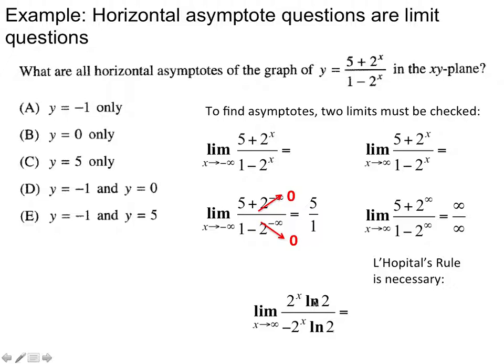So looking at this, we've got a lot that cancels out. The natural logs cancel out, and 2 to the x over 2 to the x cancel out. So this ends up being 1 over negative 1. And so it's no longer indeterminate. We can stop using L'Hopital's. And so this limit is negative 1. So we have two asymptotes here, an asymptote at 5 and an asymptote at negative 1, which means the answer here is E.